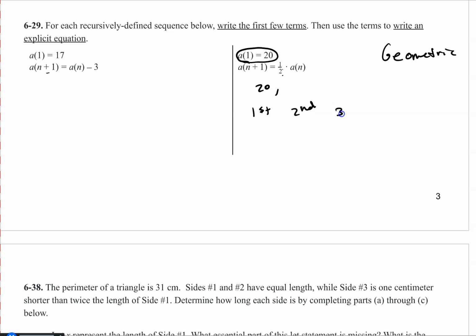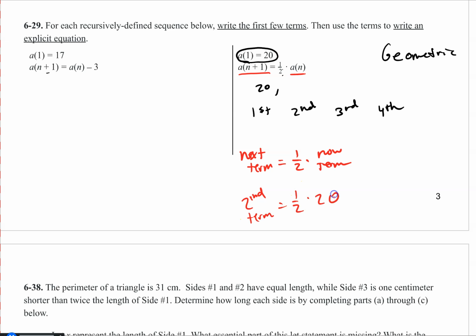So let's write the first few terms. 20. Alright, and then we have some instructions here. A of n plus 1, that means the next term. And then we have an equal sign, and then we have a half times, this means the now term. So, let's take what we have now, 20, and to find the next term, like to find the second term, is equal to a half times 20. Half of 20 is 10, so our second term is 10.